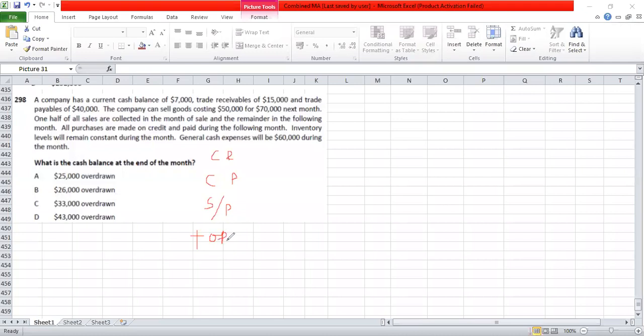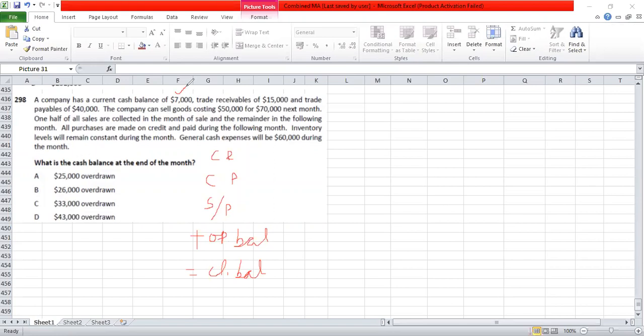So here in this problem, we are asked to find out the cash balance at the end of the month. If the opening balance is added, the resultant figure is the closing balance. So we need to have all these steps. The first part of it, cash receipts. They have an opening cash balance of 7,000. This is one part of it. Then it says trade receivables of 15,000 and trade payables of 40,000 is also there.